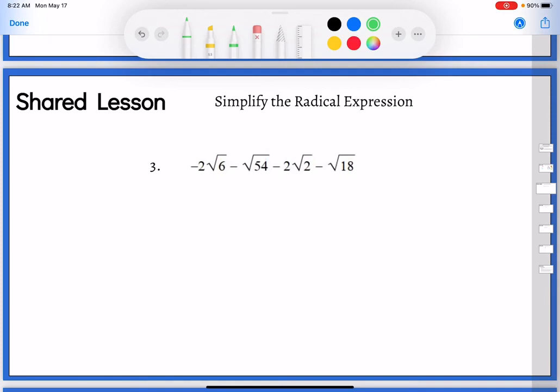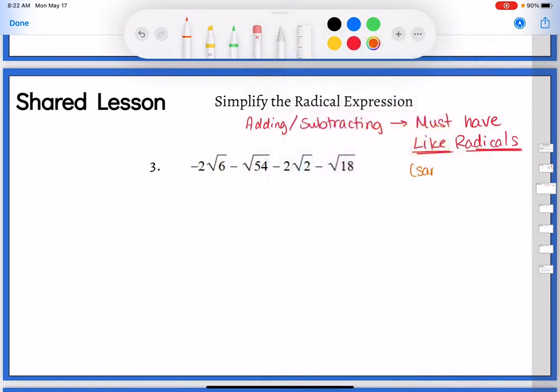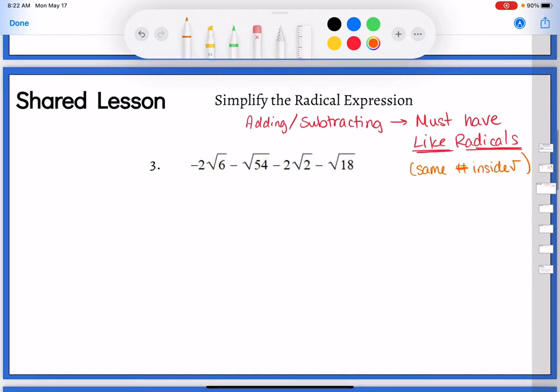have to add or subtract these radicals. So remember, for adding and subtracting radicals, just like adding and subtracting with fractions, you need to have like radicals. And like radicals means that they have the same number inside the radical. So it doesn't matter what number is out in front, they have to have the same number on the inside of the radical to add or subtract.